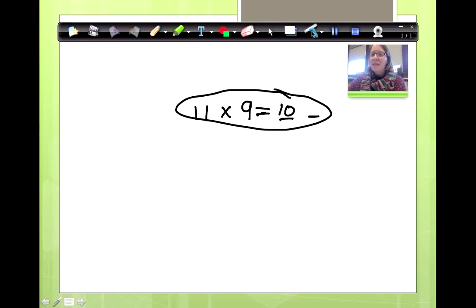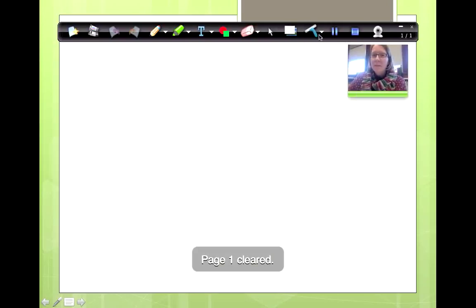Interesting. Okay. Now that we figured out it only works from 1 times 9 all the way to 10 times 9. It doesn't work after that, does it? You just have to memorize those, the 11 and the 12. Let's do an application problem.